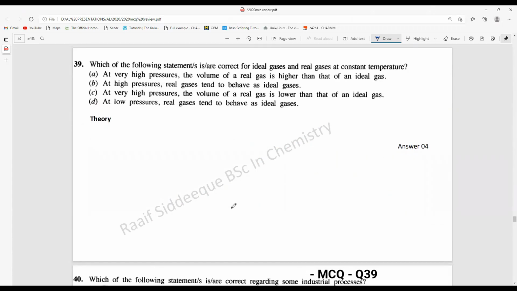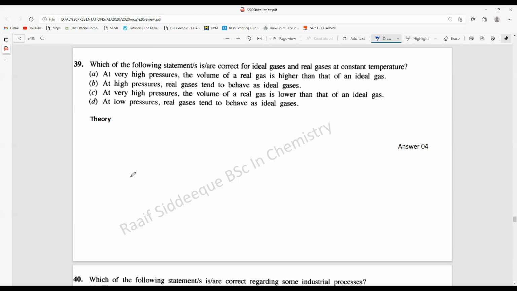Which of the following statements is correct for ideal gases and real gases at constant temperature? I have explained a similar type of question, I think, in the previous paper as well. So at very high pressure, the volume of the real gas is higher than the volume of an ideal gas. High pressure means it is not the ideal situation.